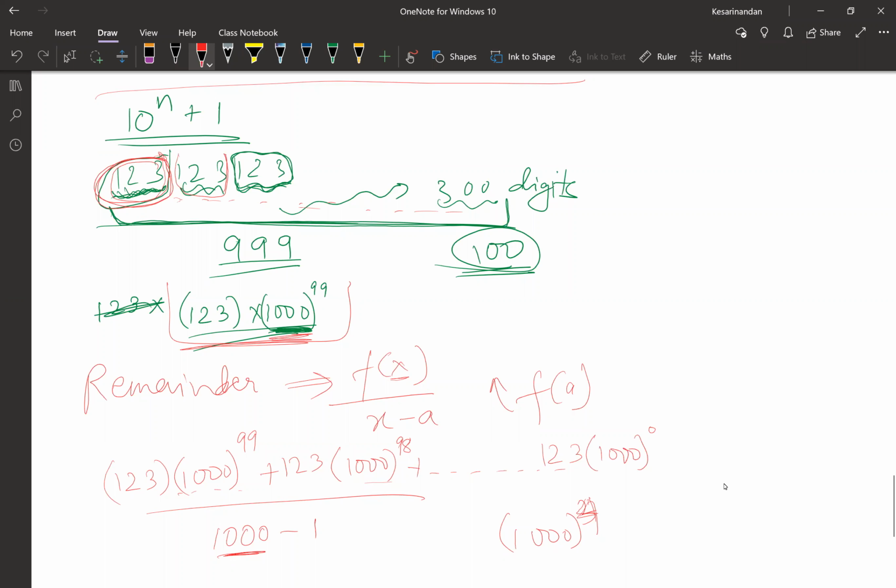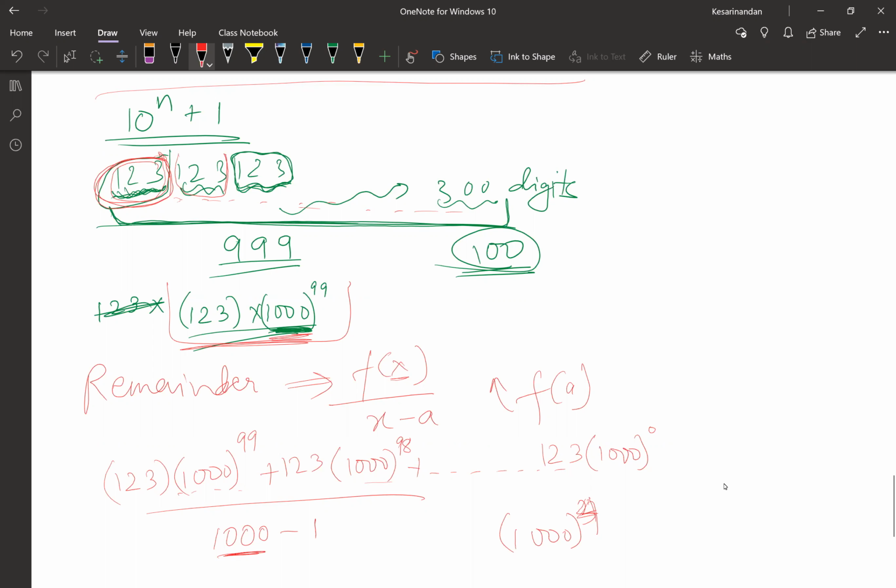Basically, we are using the numbers concept where if x, y, z is a number, then 100x plus 10y plus z is the actual number. Exactly. Here we have taken the base as 1000, instead of 10, because we are considering 3 digits at a time and not just a single digit. If we had a single digit, we would have considered the base as 10.